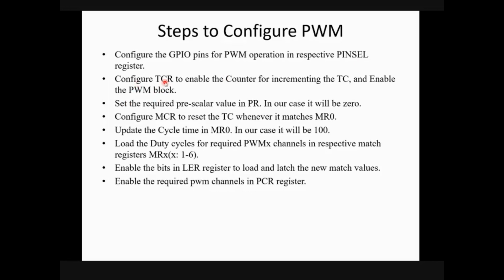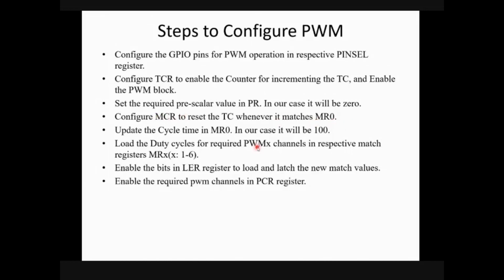Then configure the timer counter register to enable the counter for incrementing the timer counter value and enable the particular PWM block. Set the required prescaler value in PR. In our case, we are keeping it as 0. Configure the MR, the match control register, to reset the timer counter whenever it matches with MR0. Whenever the TC value matches with MR0, your timer counter has to be reset. That can be done using the MCR register.